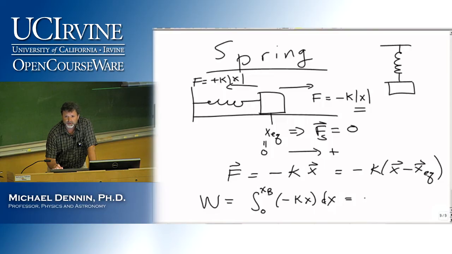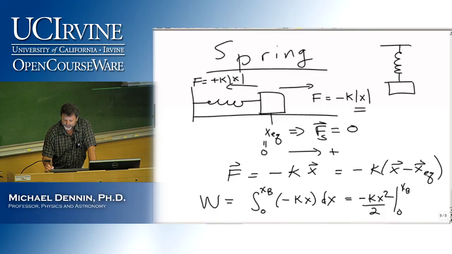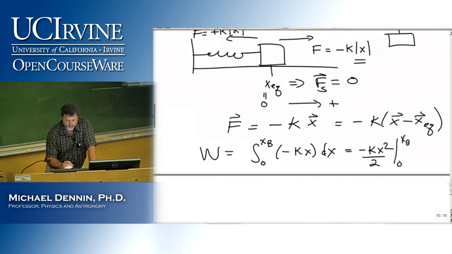Not quite kx squared. We need our 1/2, right? So that when we take the derivative, we get our answer back. And we're going from 0 to x sub b. So we get the work done by the spring is minus 1/2 k x sub b squared.